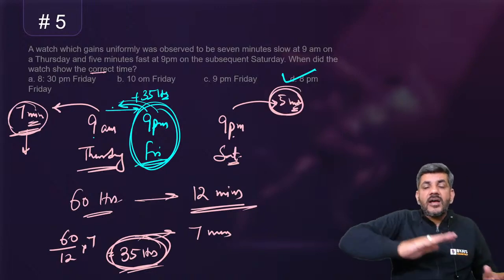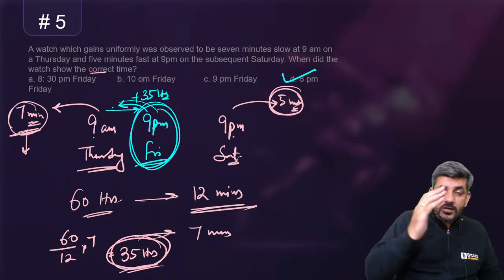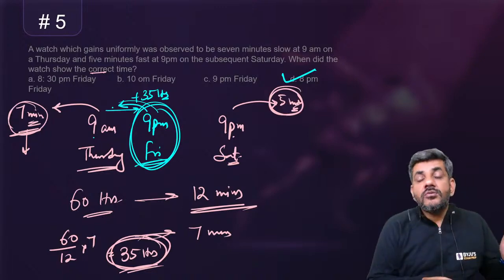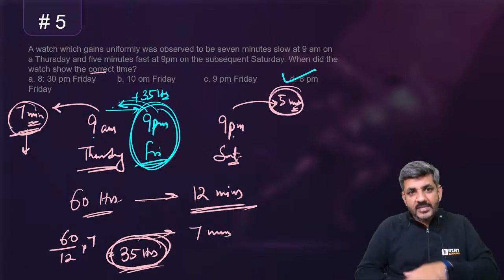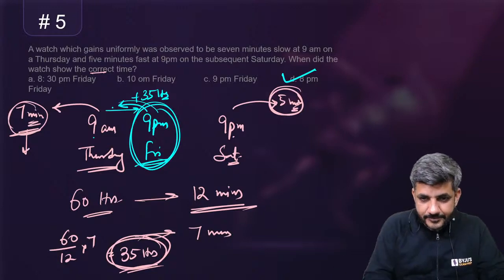7 minutes behind से 5 minutes आगे जा रहा है, इसका मतलब the gap it has covered is 12 minutes in a total of 6 hours. Sorry, 60 hours. And if you want to show the correct time, it just had to cover 7 minutes. So 12 minutes in 60 hours, so 7 minutes in how many hours? That gives us the correct answer as 9 PM. Sorry, 8 PM of Friday.